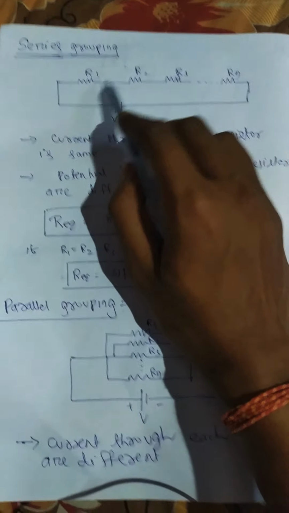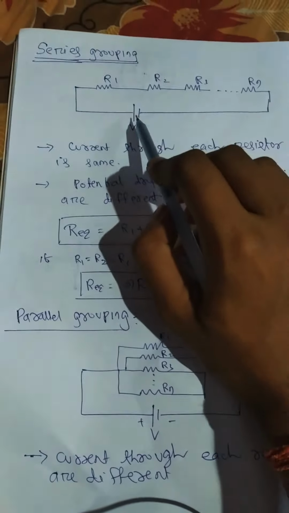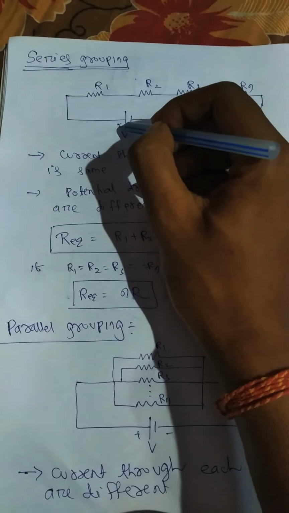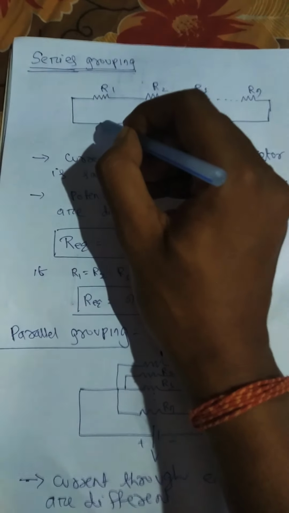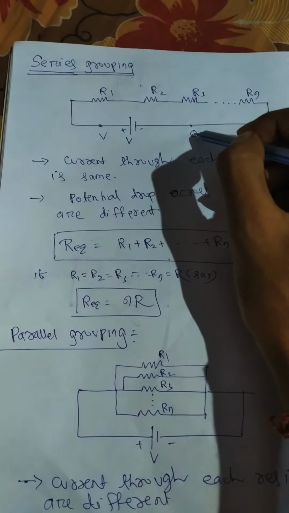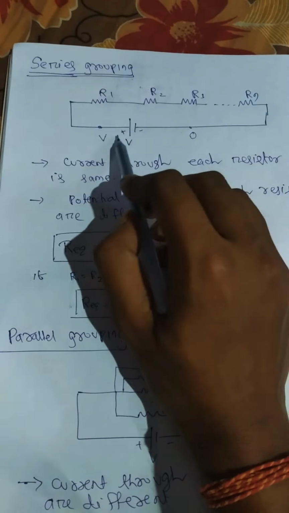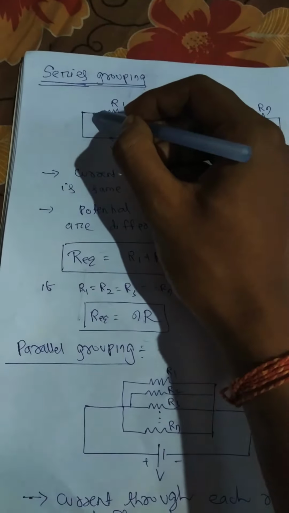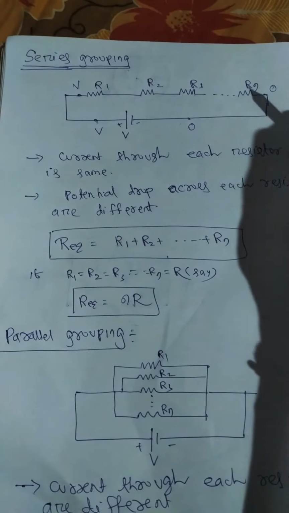Suppose this is R1, R2, R3 up to Rn, resistors connected to an external battery V. This is the positive terminal of the battery and this is the negative terminal. Suppose this point has potential V and this is potential 0. So the potential difference across the battery terminals is V. This point also has potential V and this is 0.